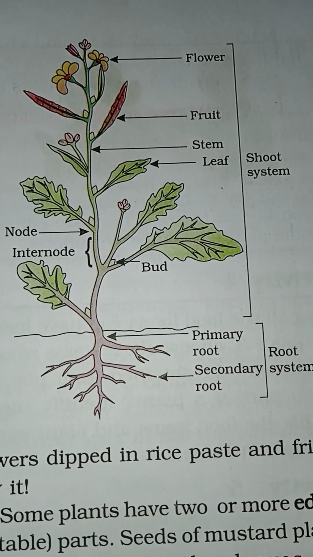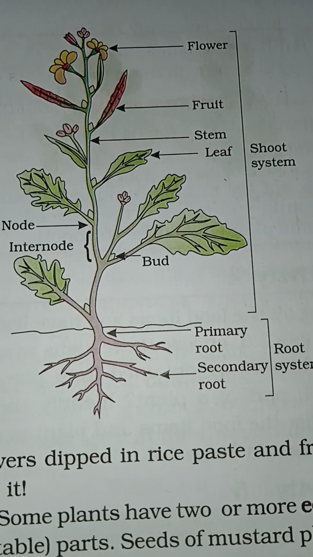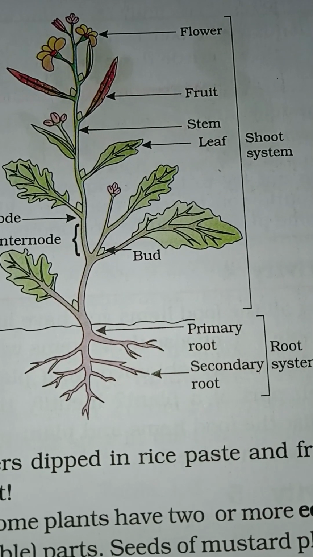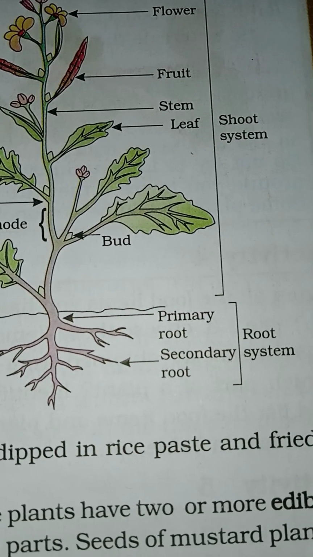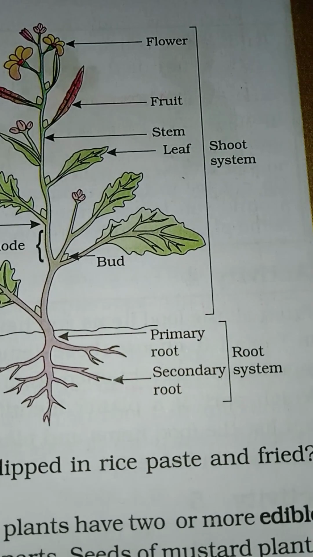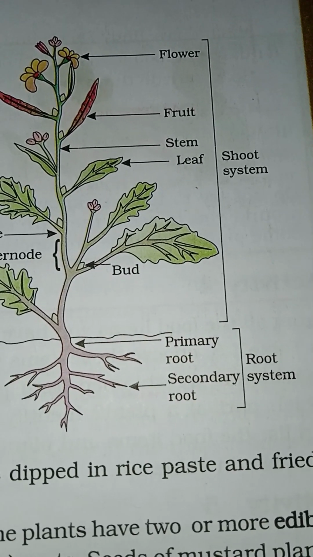Here: flower, fruit, stem, leaf, bud, primary root, secondary root, root system. Totally that is a shoot system. Okay.